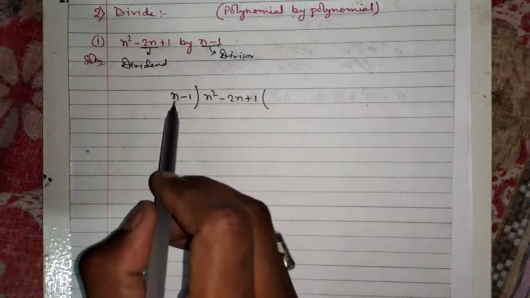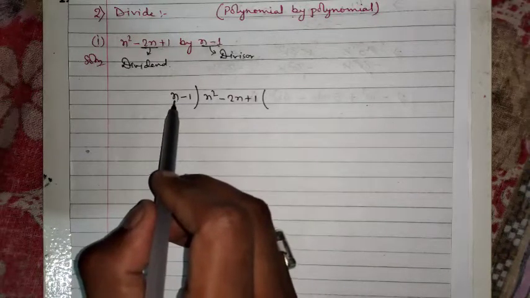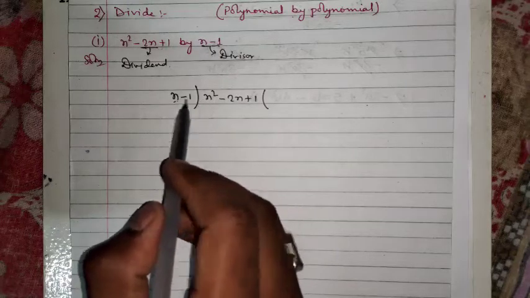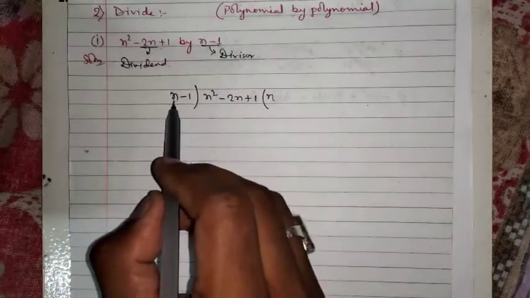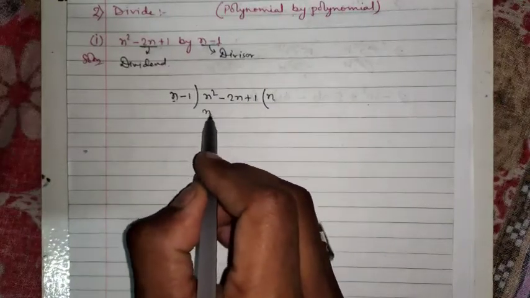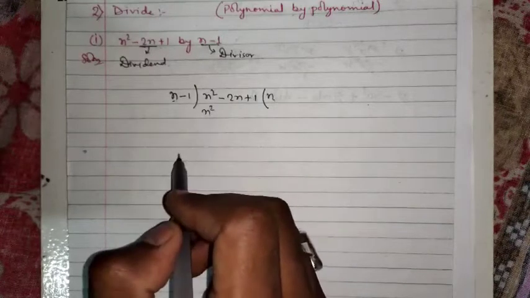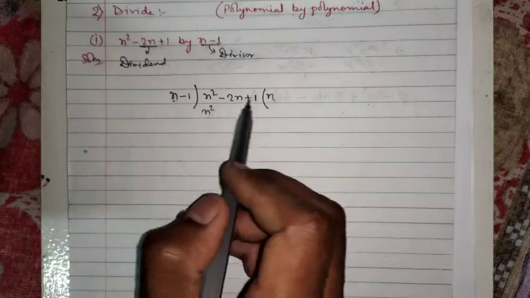Like n, here is n, here is n square. By what number we will multiply this n to get n square? n into n, it means n will be multiplied. If this n is multiplied by this n, then only we will get n square. Here we will write n square. Now the first part of the task is completed. This n is multiplied by n.